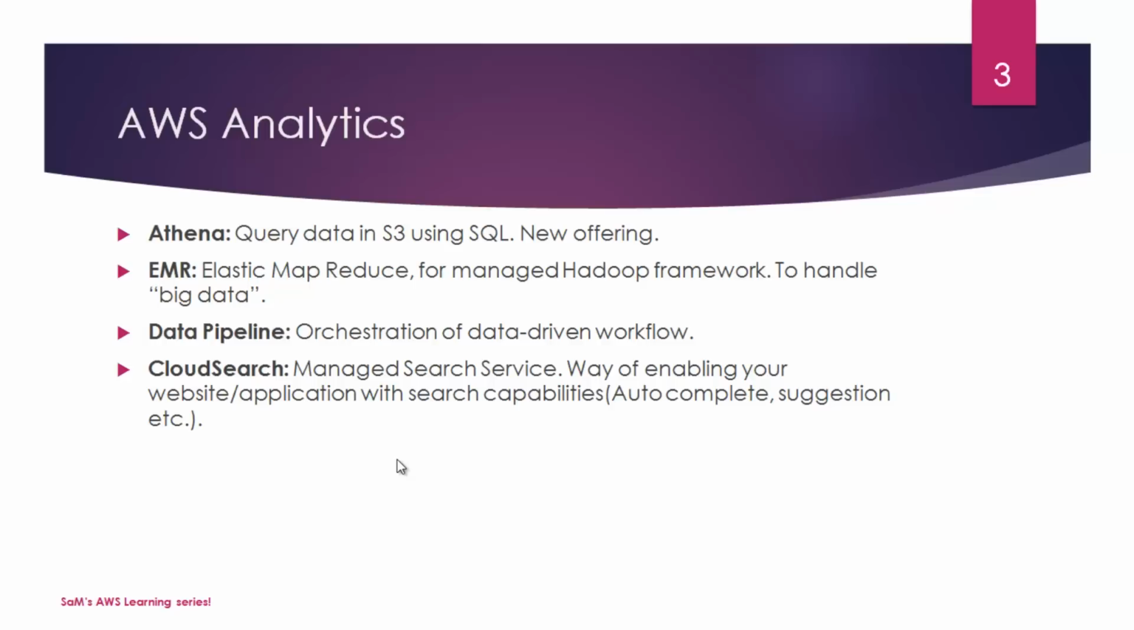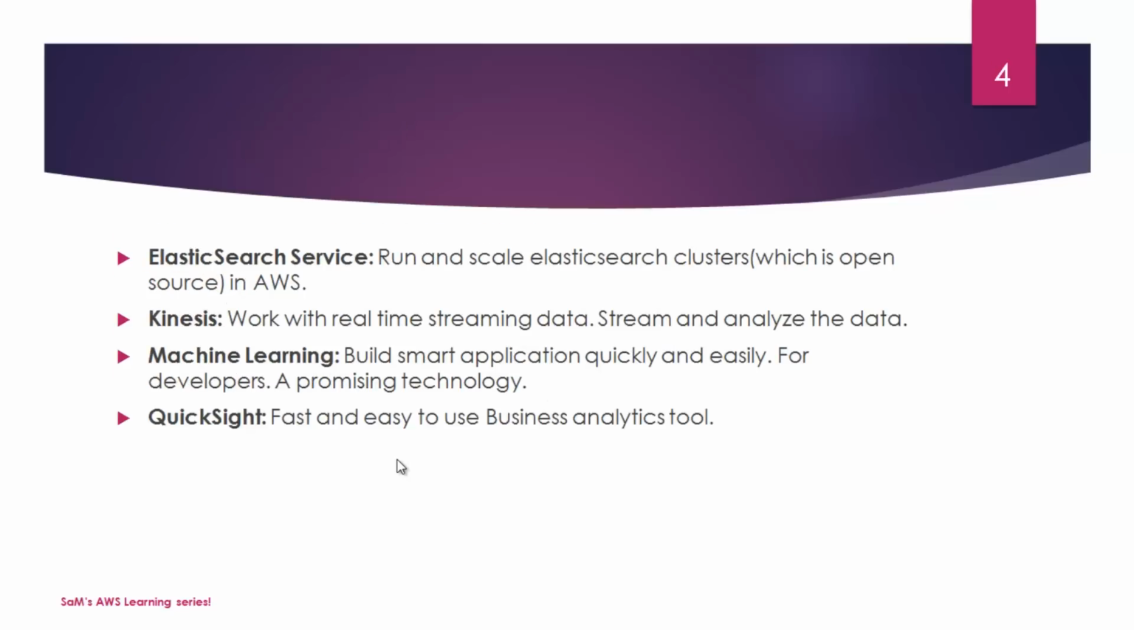And then we have something called as cloud search. Cloud search is the managed search service in AWS. It's a way of enabling your website or web application with enhanced search capabilities. Features like autocomplete, features like suggestion will be given here if you use cloud search. Then another thing is Elasticsearch service. This Elasticsearch service lets you run and scale Elasticsearch clusters, which is open source, and this will be available in AWS as well.